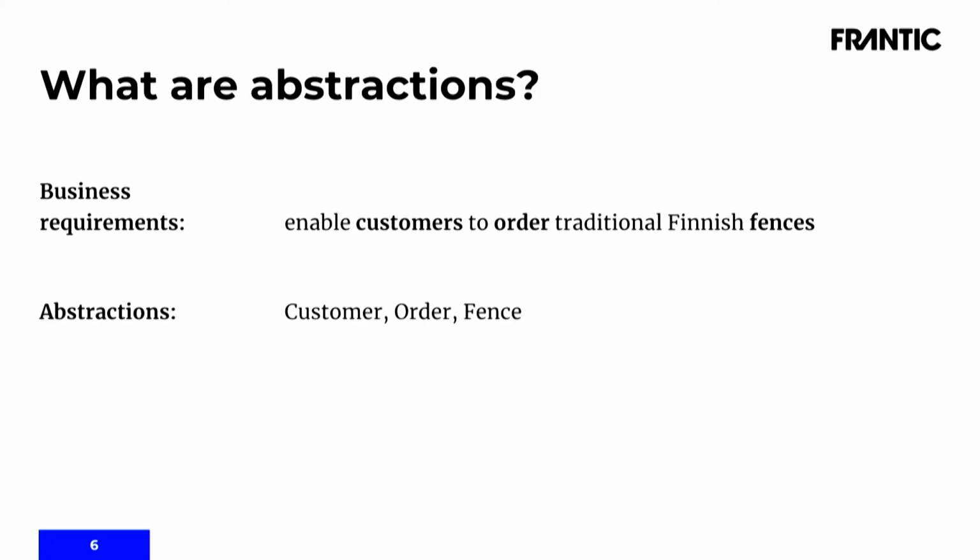So for my example, I have chosen this business requirement, which is about this fence company that wants to enable customers to order traditional Finnish fences. And right off the bat, we can see that some of our key abstractions are going to be customer, then there's going to be orders, and then there's going to be some sort of fence product type of deal.